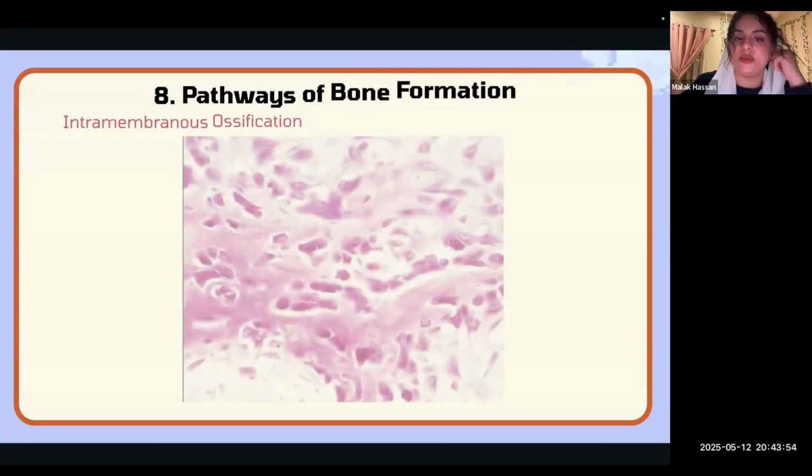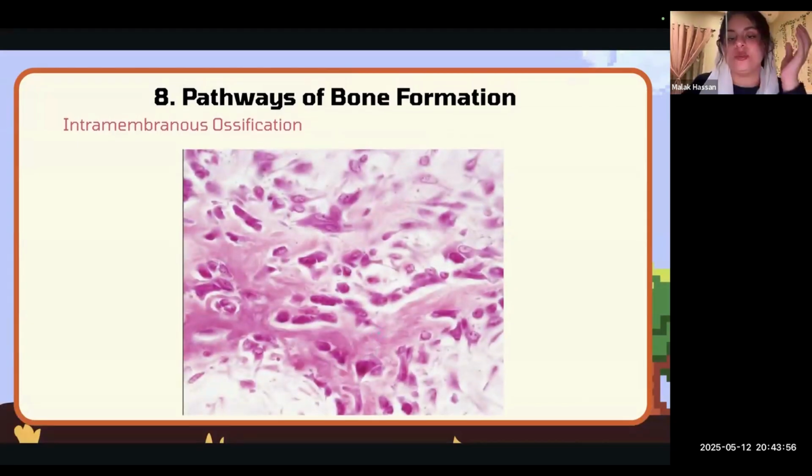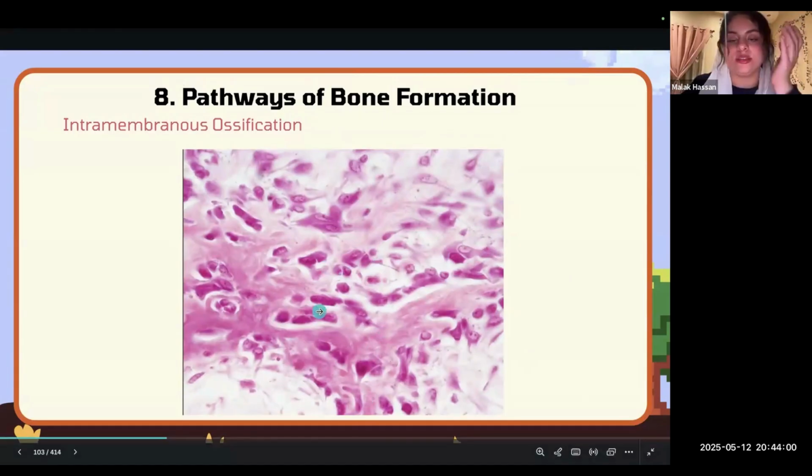Okay, so this is a picture of intramembranous ossification. I'm going to be fully honest with you, I actually don't know what you're supposed to see in this image, but just know it in case it comes in the exam. It's intramembranous ossification. All right.